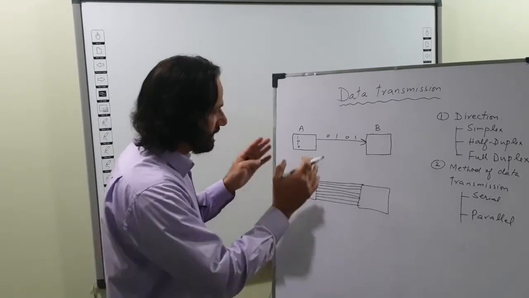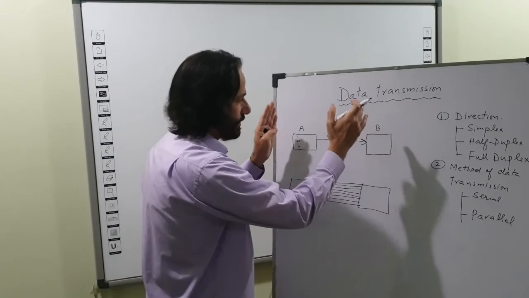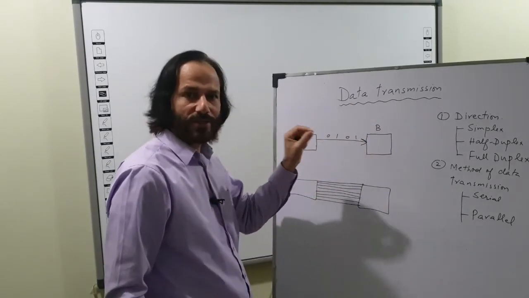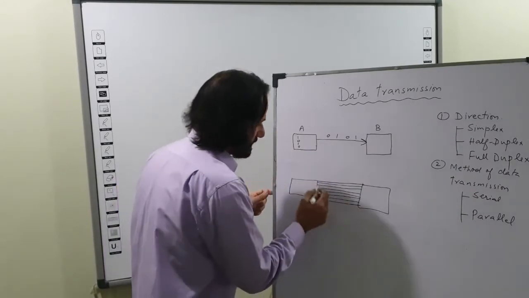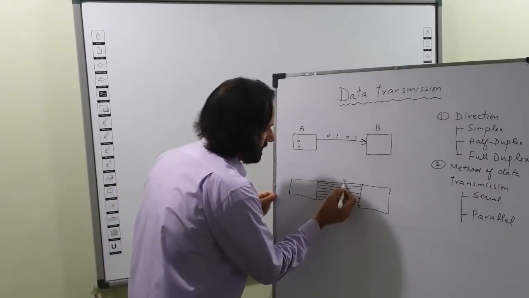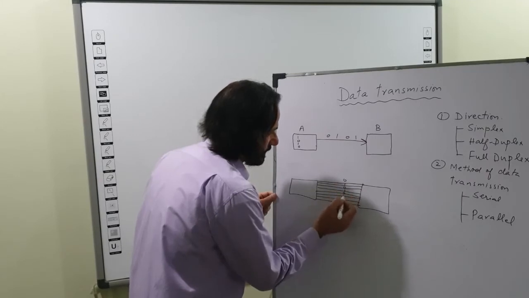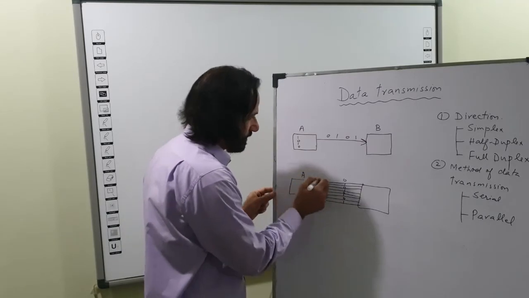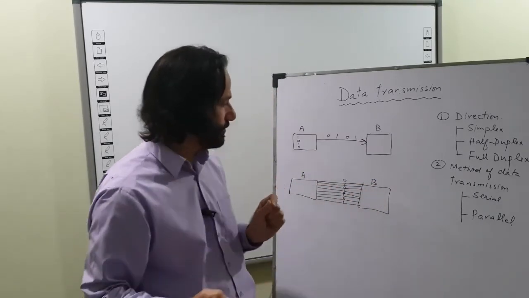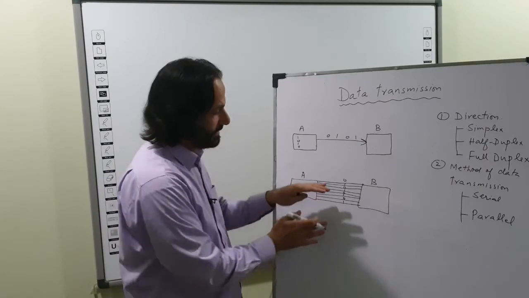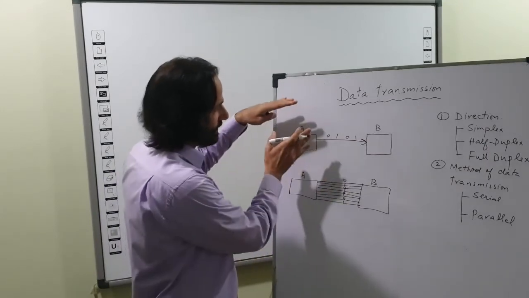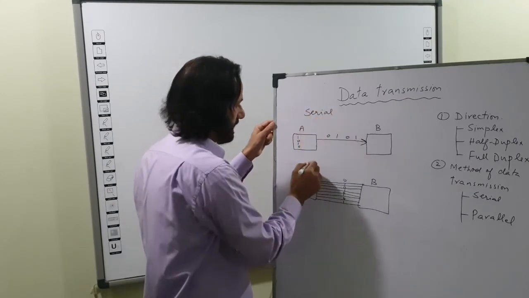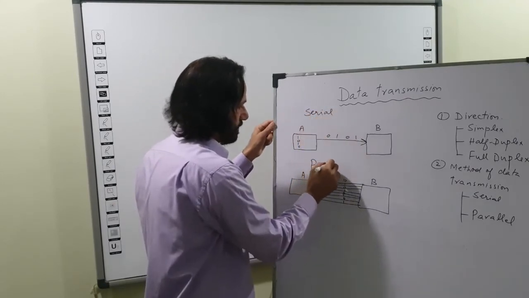Clearly this method is faster as compared to serial, because in the serial method only one bit can be transmitted at one time, while in the parallel method several bits can be transmitted simultaneously. These are the bits being transmitted from computer A to computer B. So clearly this is a much faster method as compared to serial. This one is for serial and this is for parallel.